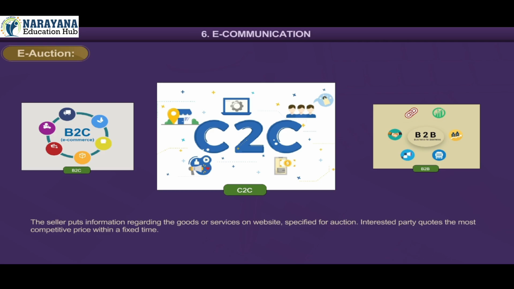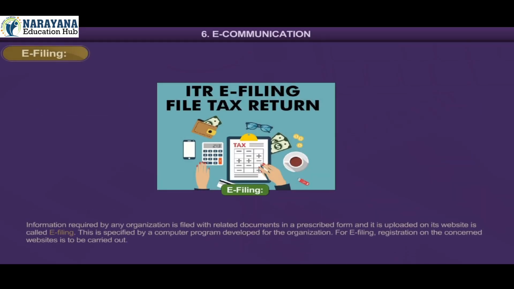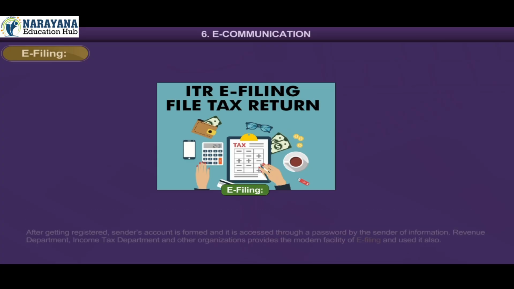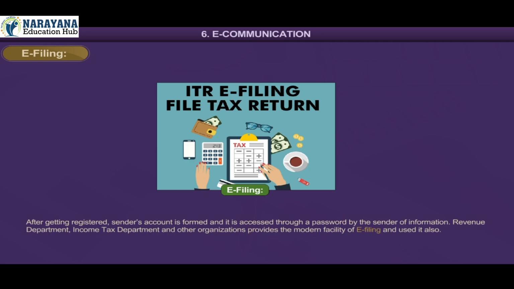E-filing. Information required by any organization is filed with related documents in a prescribed form and uploaded on its website. This is called e-filing. This is specified by a computer program developed for the organization. For e-filing, registration on the concerned website is to be carried out. After getting registered, the sender's account is formed and it is accessed through a password by the sender of information. The Revenue Department, Income Tax Department, and other organizations provide the modern facility of e-filing and use it also.